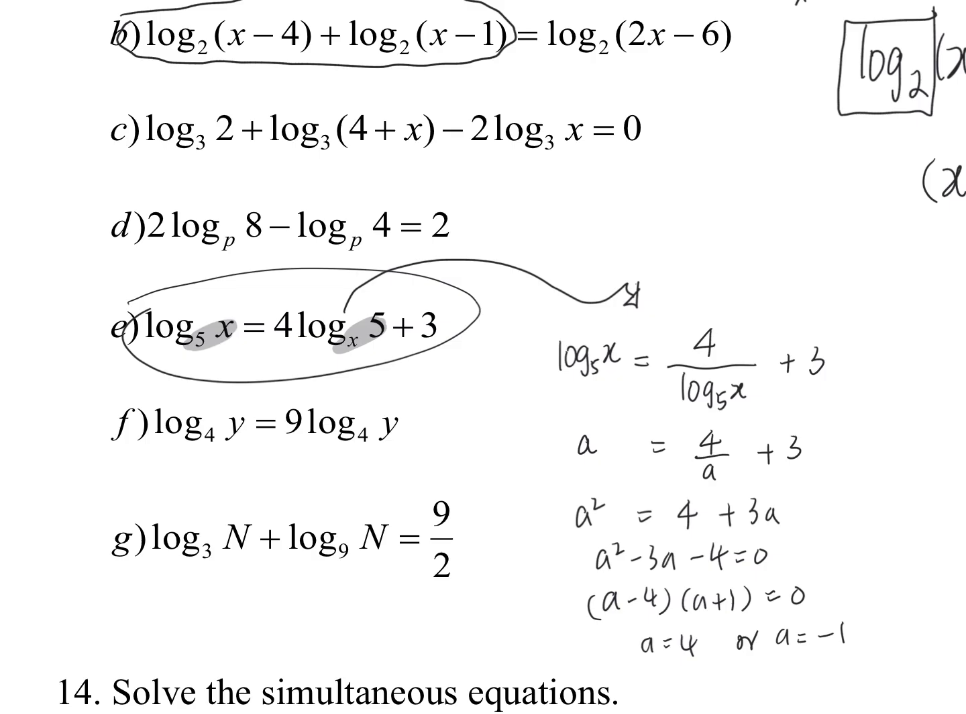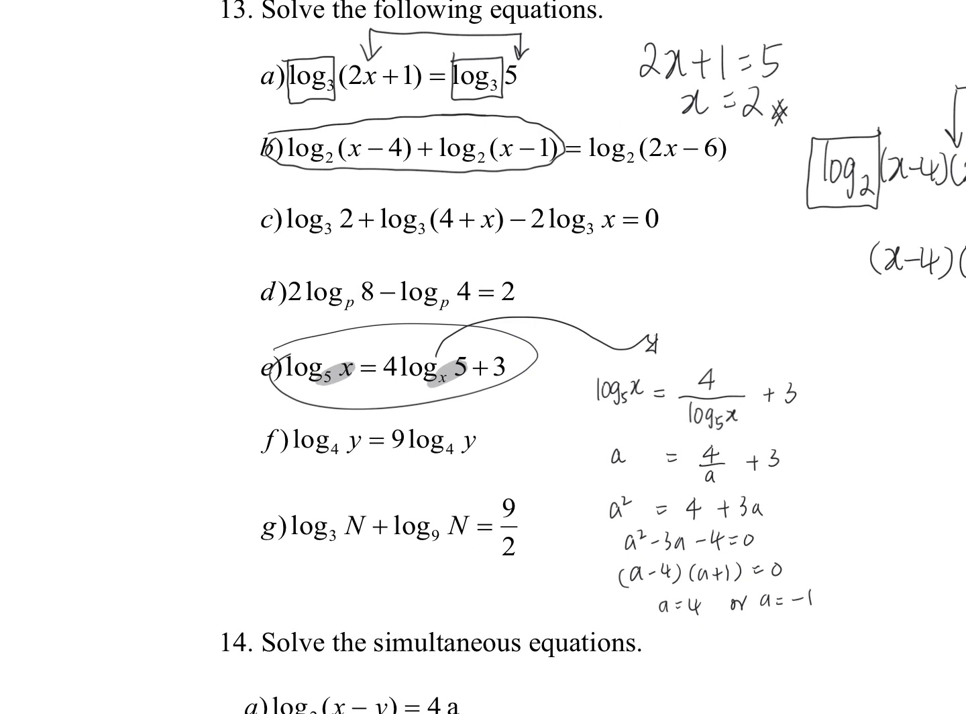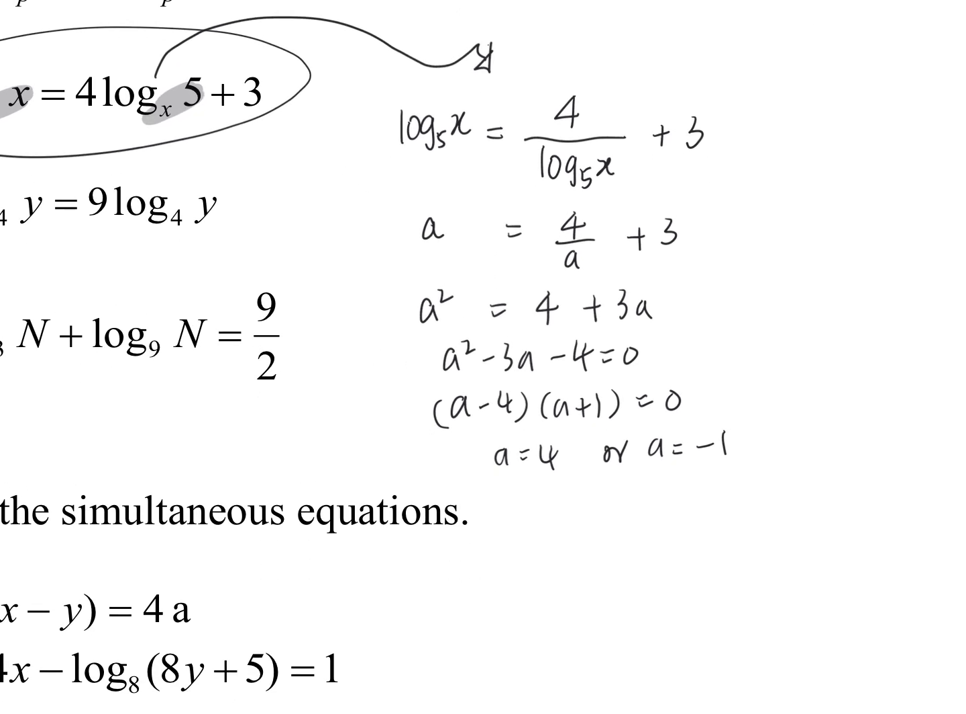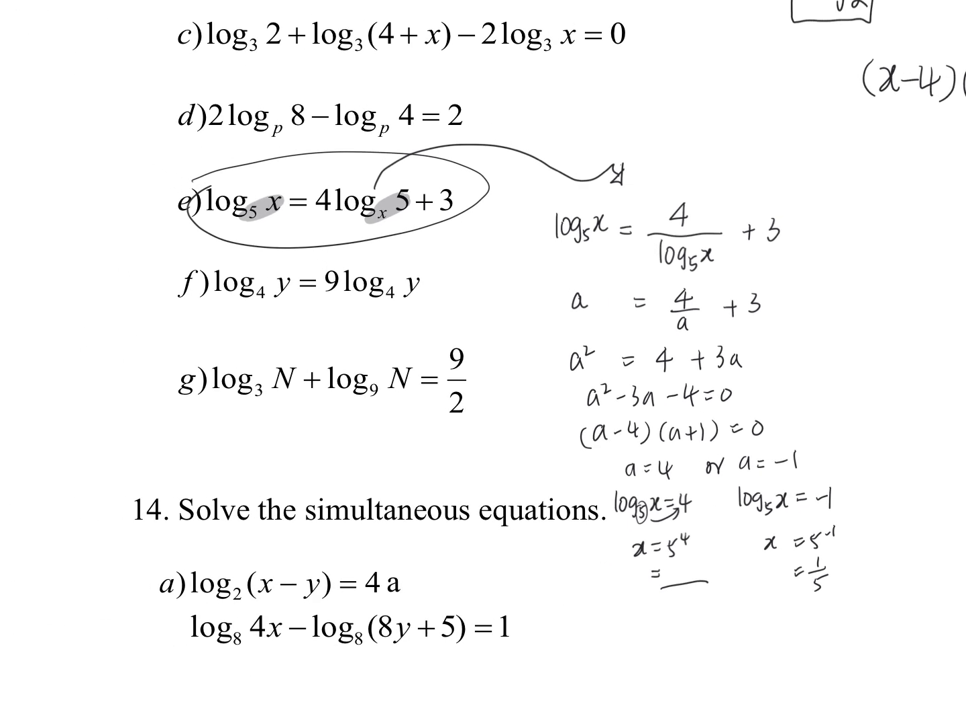Remember just now, very quickly, after you are done with this, don't stop here. Put back the log base 5x. Okay, so you push up. So x is 5 to the power of 4. X is 5 to the power of minus 1. So if you have these 2, right? Which one should you swap?